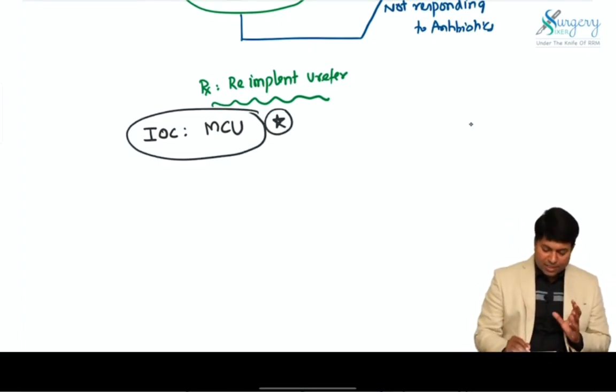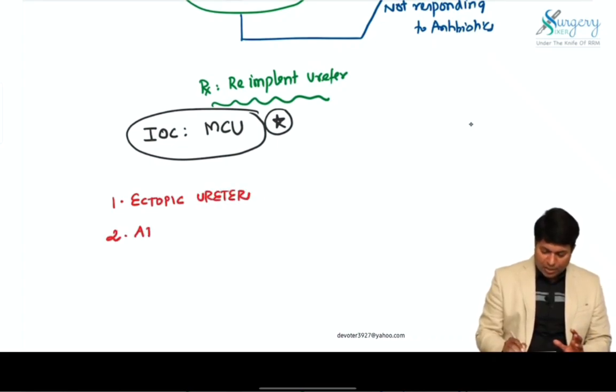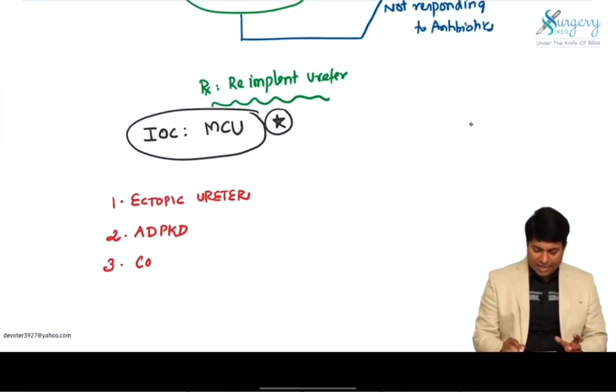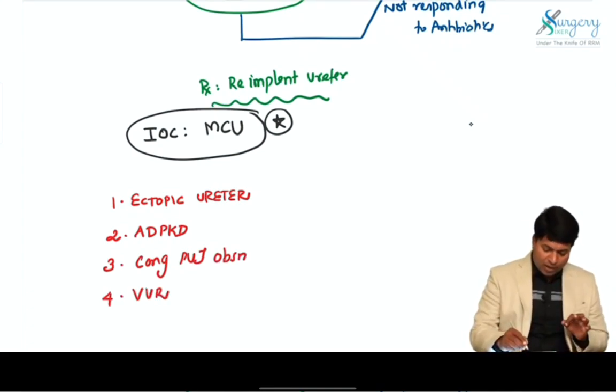So now let us see what we have discussed so far. First we discussed ectopic ureter. Then we discussed autosomal dominant polycystic kidney disease. Then we discussed congenital pelviureteric junction obstruction. Then the fourth one we have discussed is vesicoureteric reflux. I want to focus more on the investigations.